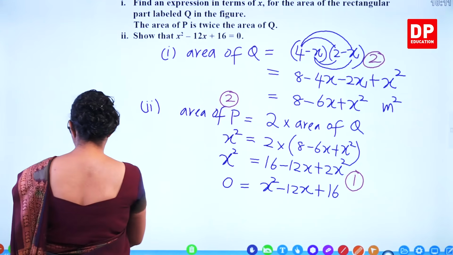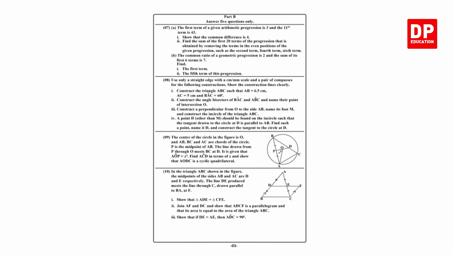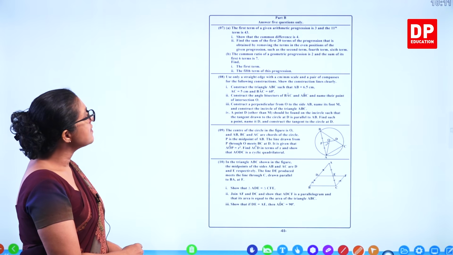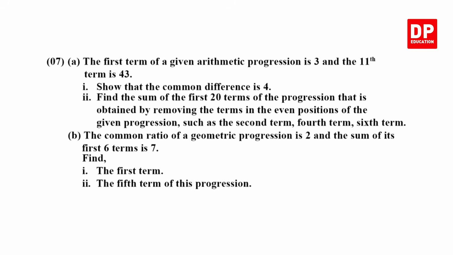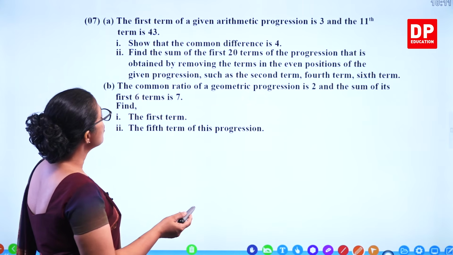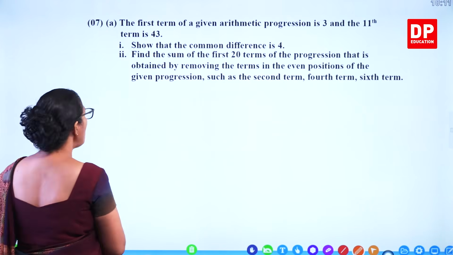So this is over. We'll have a look at the next question. So that's part B now. Again, you have to select 5 questions out of 6. So try 7, 8, 9, 10 now. Question number 7, you get 2 parts, arithmetic progression and geometric progression. So we'll do the first one now.